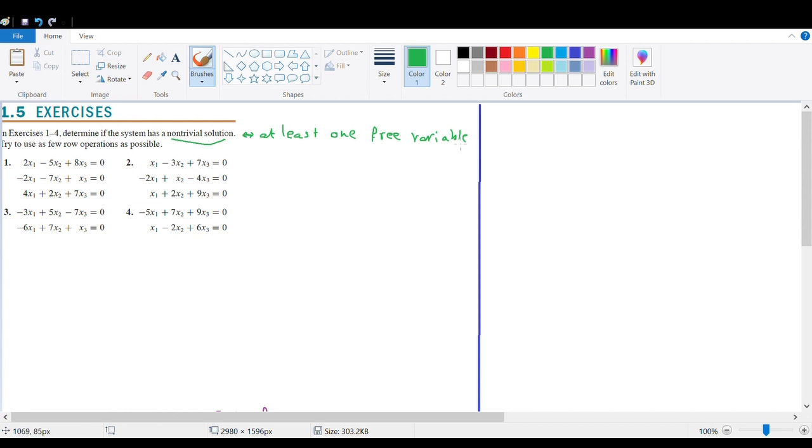So now here we have a system of linear equations. We need to know if the system has a free variable. That means the system has a non-trivial solution. So let us write the matrix for number 1. Then we do the row operation to see if there is a free variable.